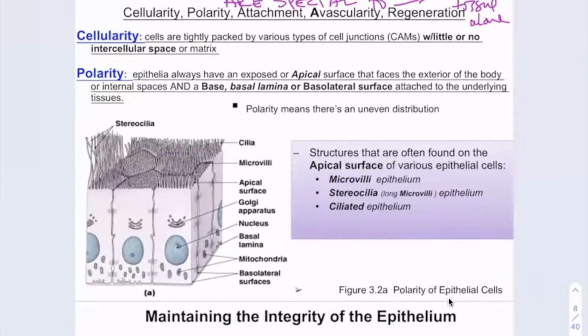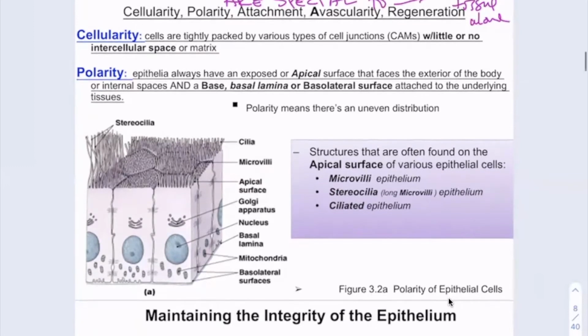There's 5 characteristics that are special to epithelial tissue, and one is cellularity. Cellularity means that all the cells are the same, and they are tightly packed right next to each other, attached to one another with cell adhesion molecules with little or no space between the cells. So cellularity, all the cells are identical, meaning they're all the same type. So they're all the same types of cells.